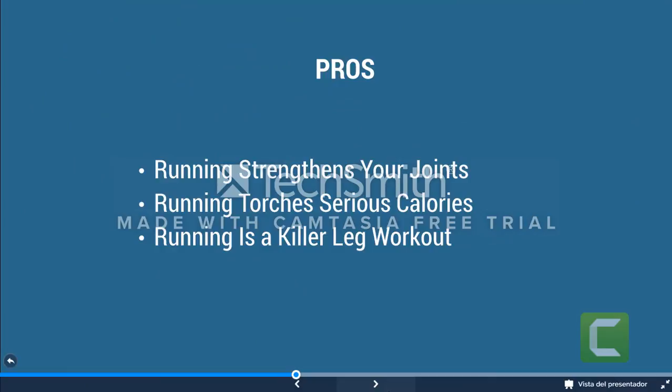Pros and cons. Pros. Running strengthens your joints. Running torches serious calories. Running is a killer leg workout.